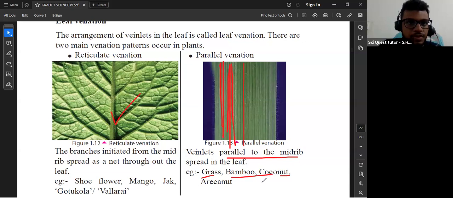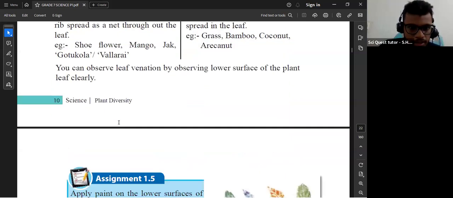Tisuli, understood? Any doubts? If you have any confusions, you can let me know. No confusions? Tisuli, is that clear? Yes, sir. It's clear, right? Okay. Then for the examples of reticulate venation, you all have to study the examples. I will give you all a simple table to study this. Then we'll move to the other part.